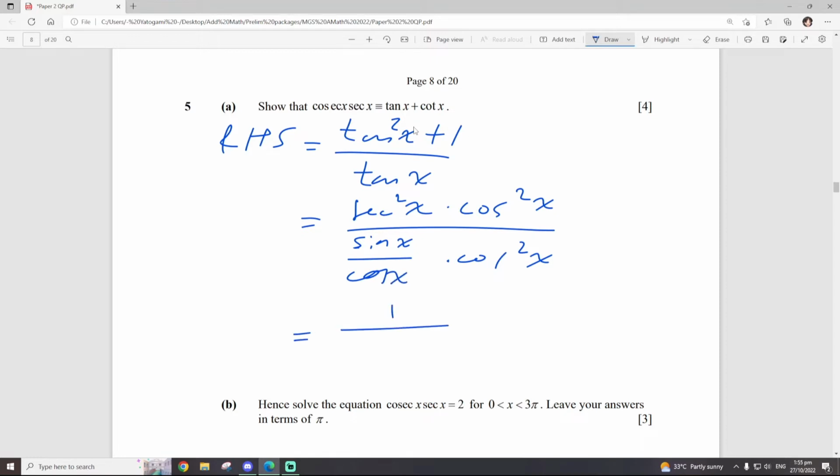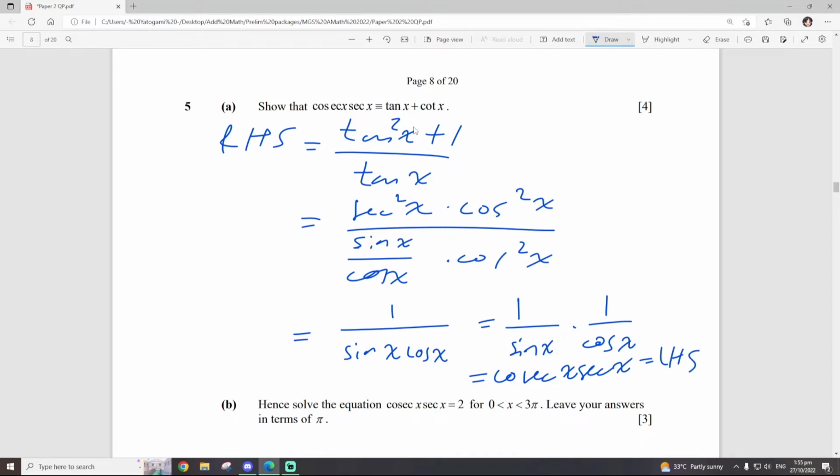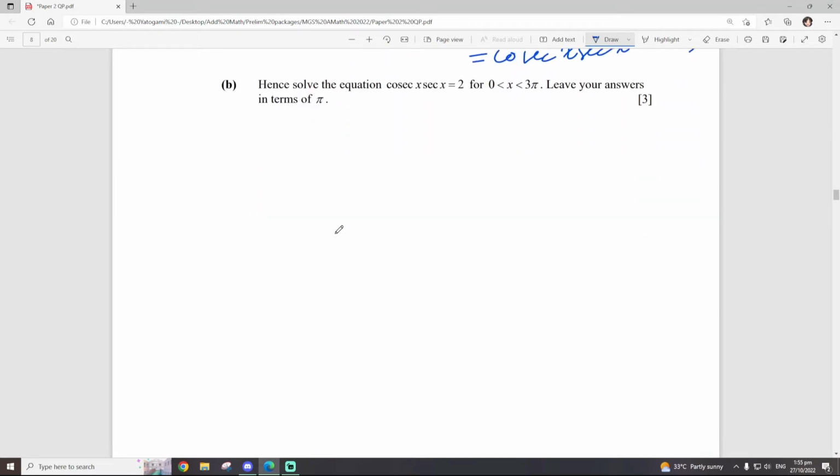This gives me 1 over sine x cosine x. Okay? And I think you can start to see where this is coming from already. Because this is 1 over sine x times 1 over cosine x, which is cosecant x secant x, which is the left hand side. Okay. Hence solve the following equation.